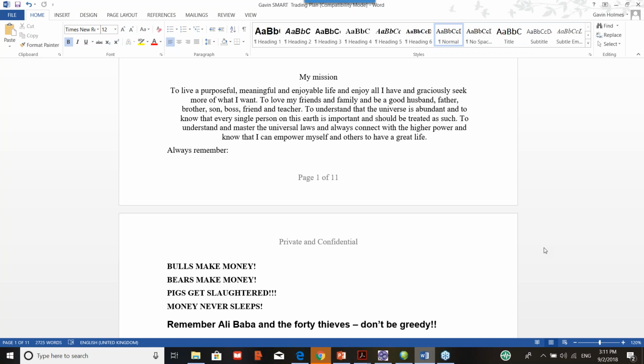So my mission, okay, something I had to write down and I had to think about it. To live a purposeful, meaningful and enjoyable life and enjoy all I have and graciously seek more of what I want. To love my friends and family, be a good husband, father, brother, son, boss, friend and teacher. To understand that the universe that we live in is abundant and to know that every single person on this earth is important and should be treated as such. To understand and master the universal laws and always connect with the higher power and know that I can empower myself and others to have a great life.